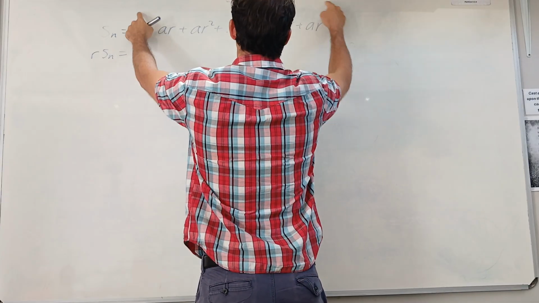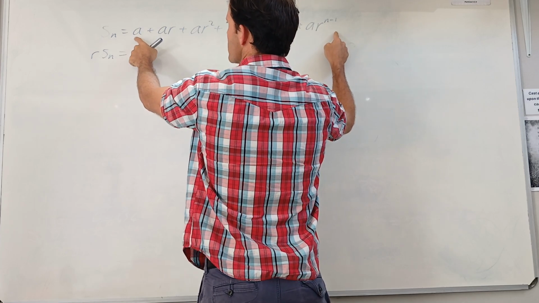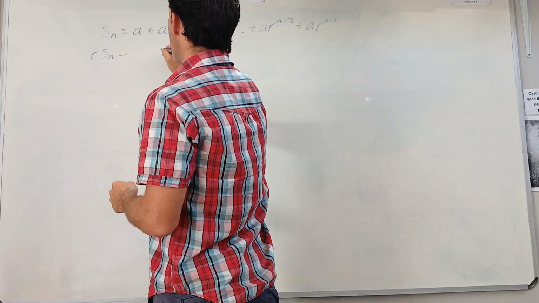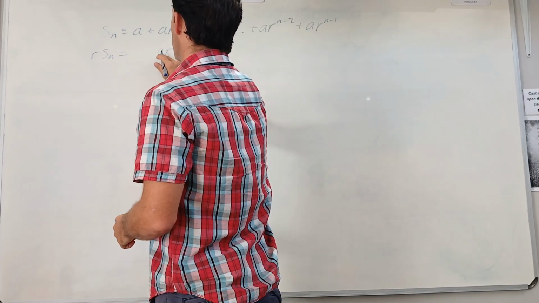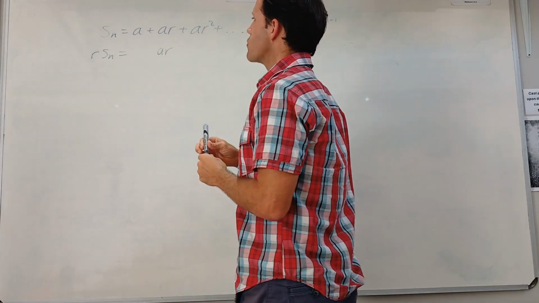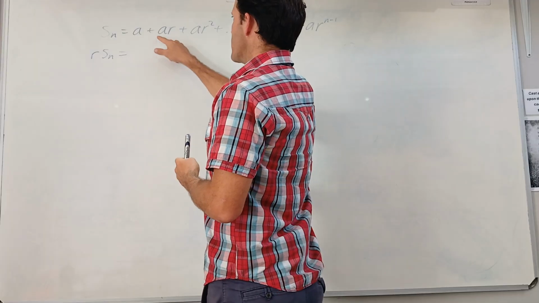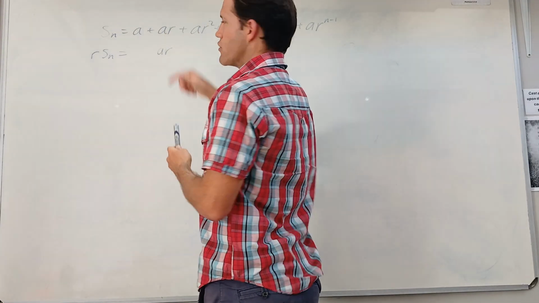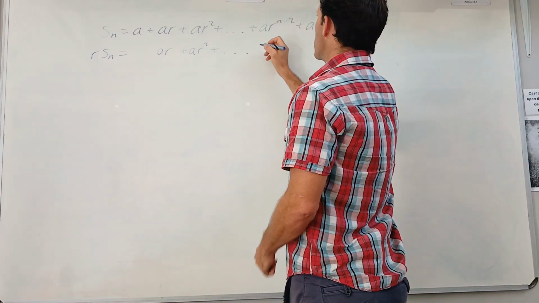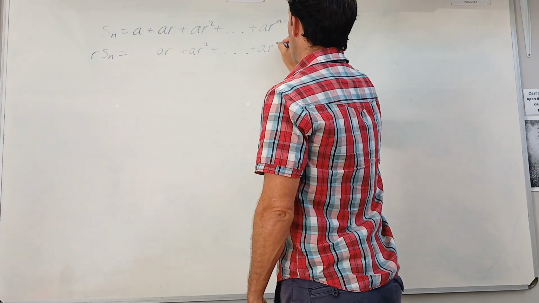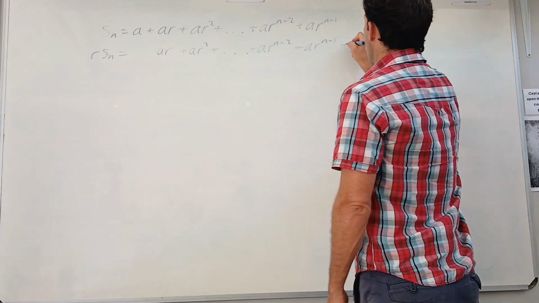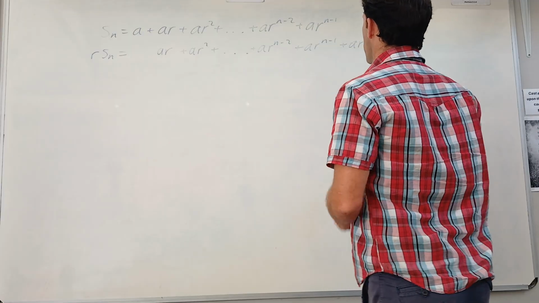When I multiply this with r, obviously the first one will now be a times r. But I'm not going to write it there, I'm going to write it here. I want to make it nice and neat. So the first one now is ar, but let's write it there. The second one would be a times r squared, so I'm going to write it here. And you carry on. The third last one is ar to the power n minus 2. The second last one is ar to the power n minus 1. And now the last one is ar to the power n.